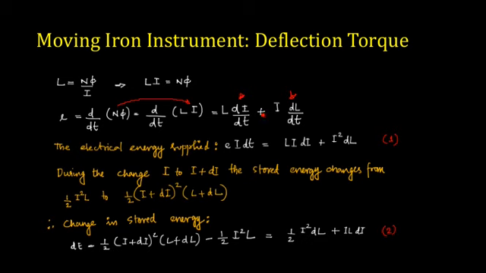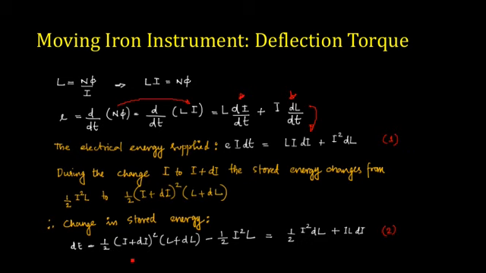We'll see that later. Now the electrical energy supplied to this particular instrument is given by E into I dt for a time dt. So current into voltage into the time dt. So you are multiplying this equation with I dt. So you'll have Li dI plus I squared dL. So the dt term gets cancelled. So this is the electrical energy supplied, which is equated to equation number 1.